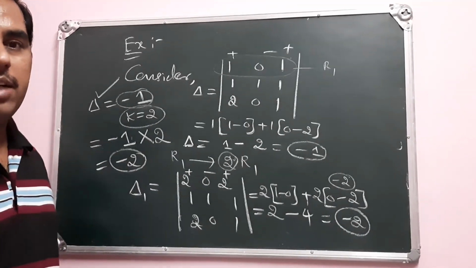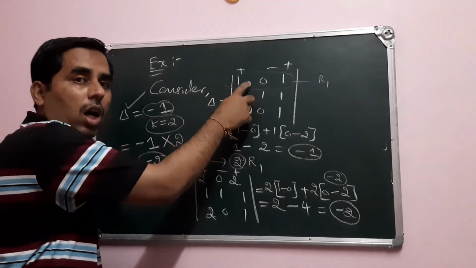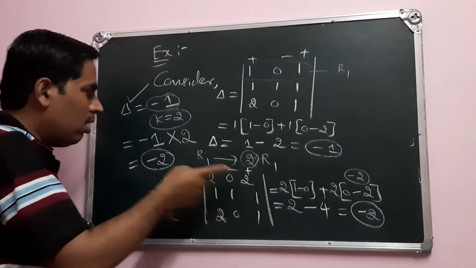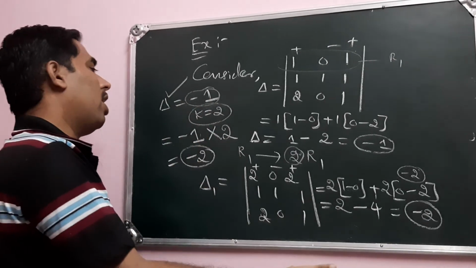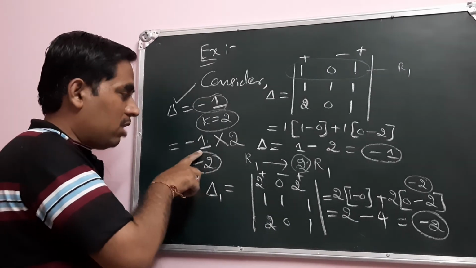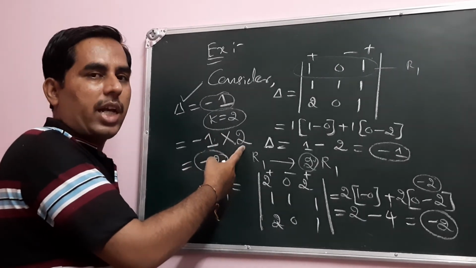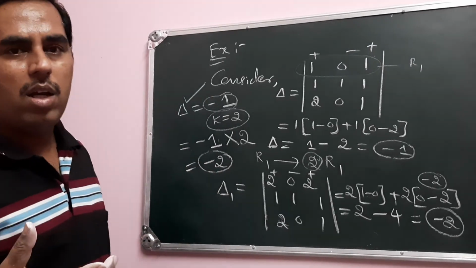Let me repeat it again. If we multiply any row or column by a scalar, then the value will be multiplied by that scalar. So if I had multiplied by 3, then the value would be minus 3, because minus 1 gets multiplied by whatever scalar you take. The value gets multiplied by that scalar.